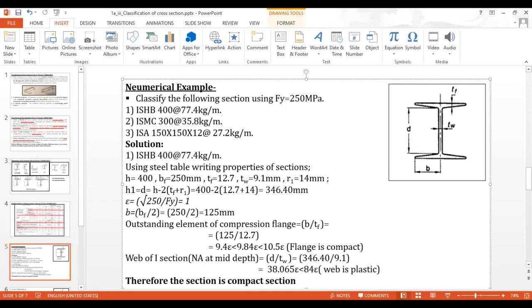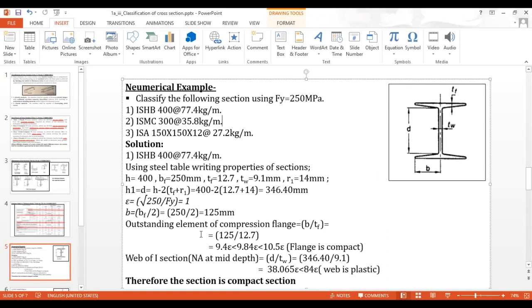Then we have to calculate the small b, which is nothing but the width of the flange. If you observe the diagram, the width of the flange is taken as half. Here small b is equal to half of BF. So 250 divided by 2 is equal to 125 mm.